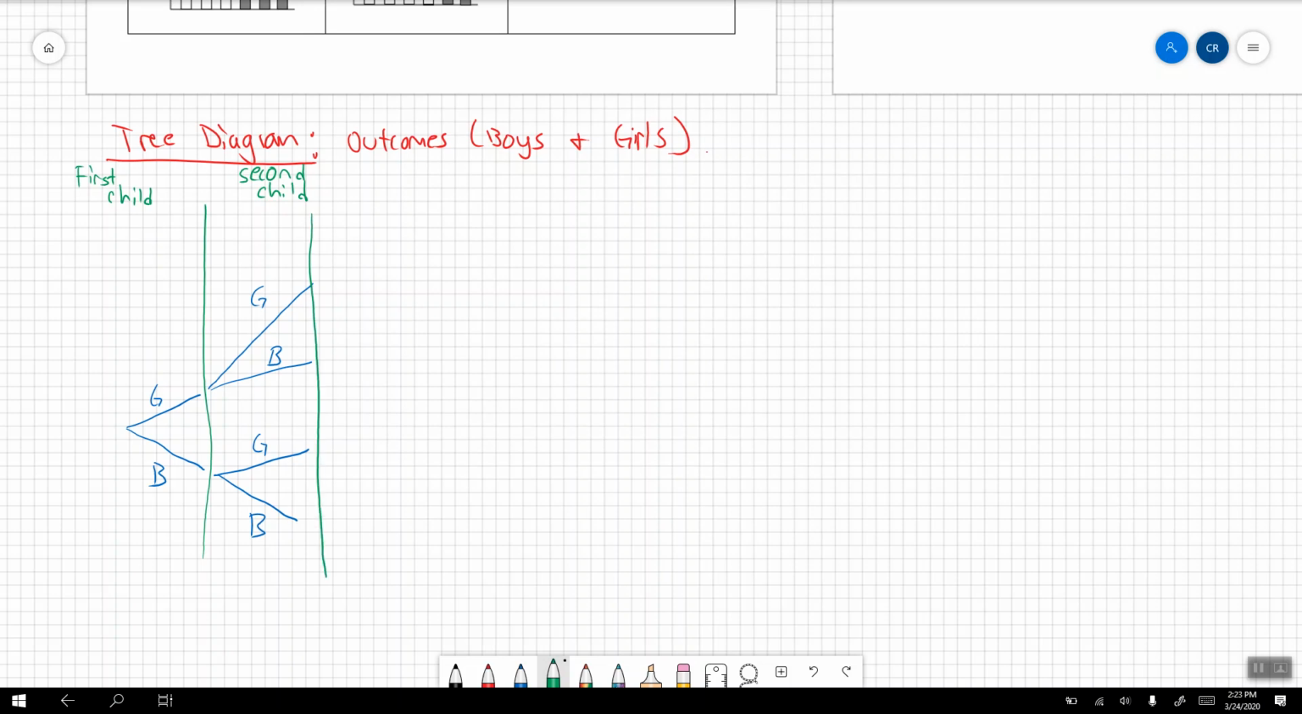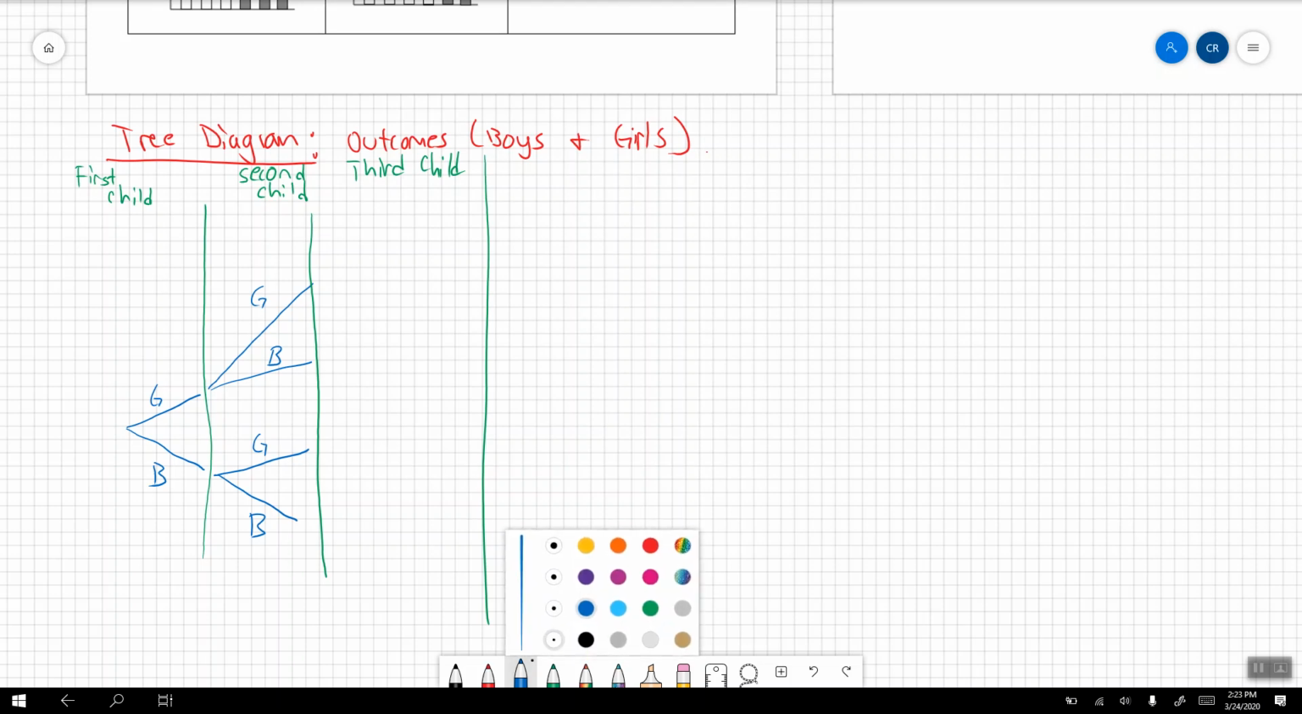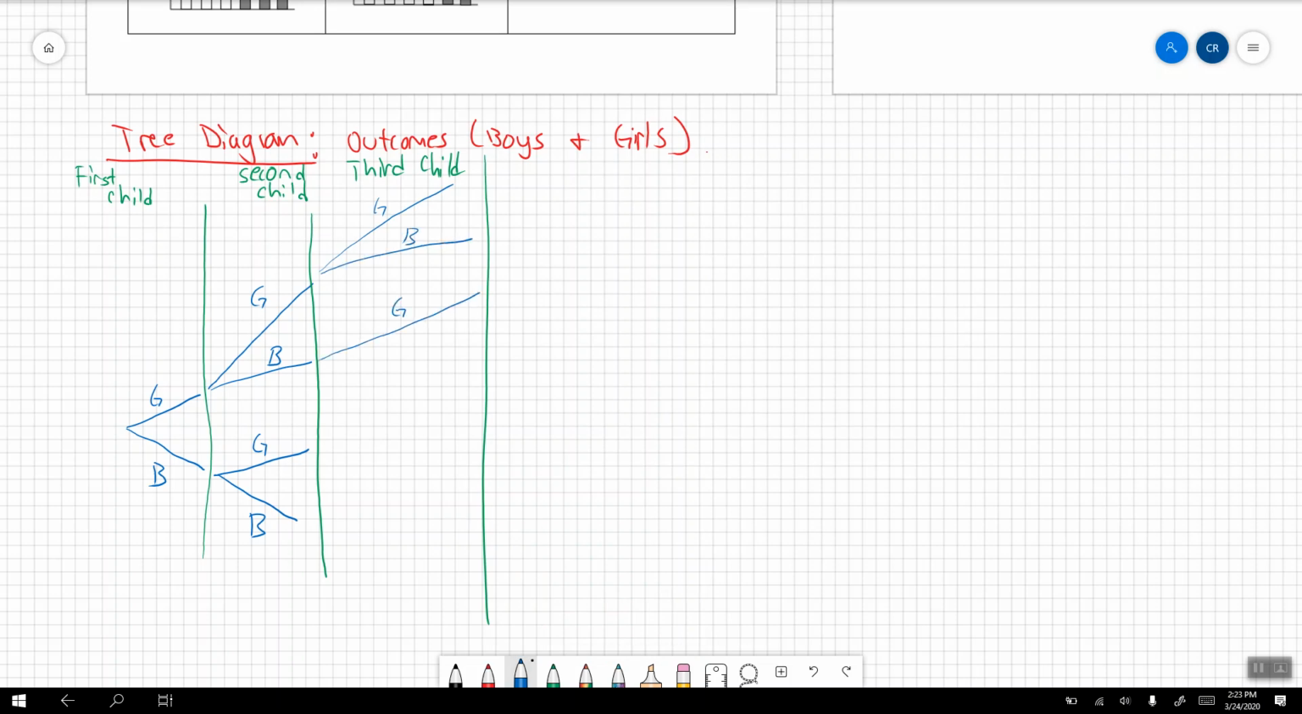Now we're going to look at the possibilities for the third child. If they had a girl for the second child and a girl for the first child, naturally they still have those exact same options. You're going to have a girl or a boy. Same thing here, they can have a girl or a boy. Same here, and same here.